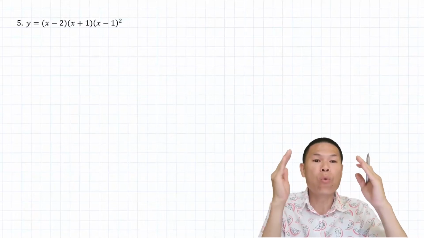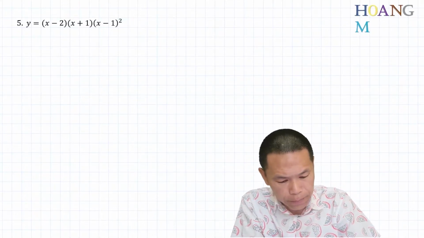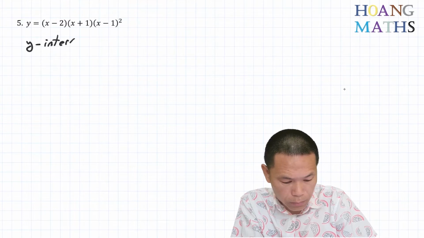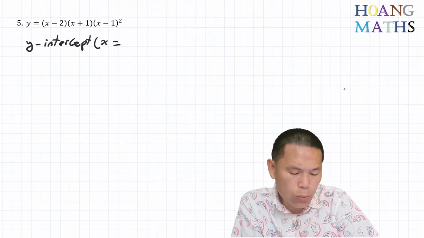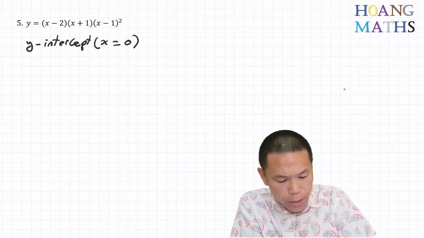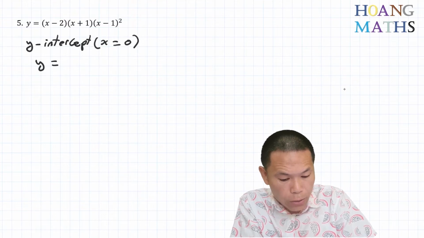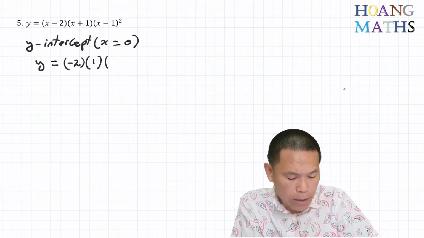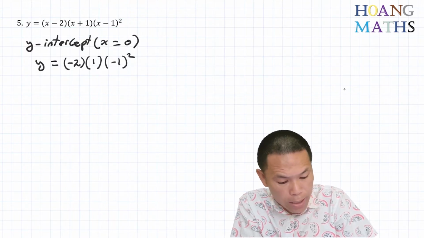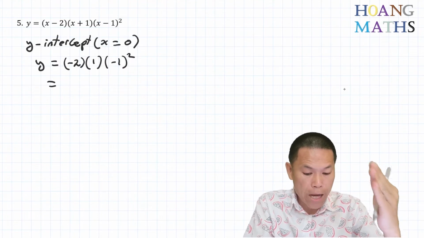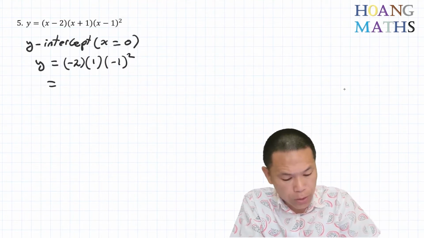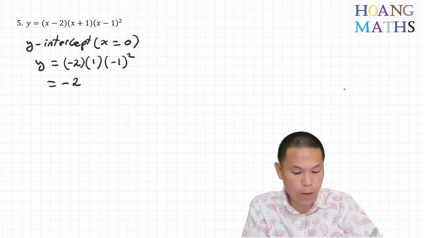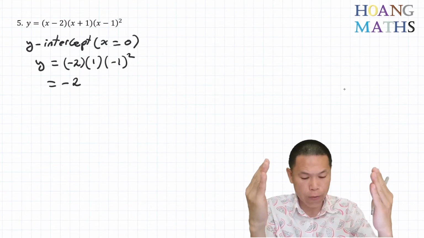So we just find the y-intercept first again. That means when x is equal to 0. So y is equal to 0 minus 2, which is negative 2, and 0 plus 1 is 1, and 0 minus 1 is negative 1, and it's squared. So that gives me minus 2 times 1 times 1. So this is negative 2. There you go. Otherwise, just use your calculator, right?